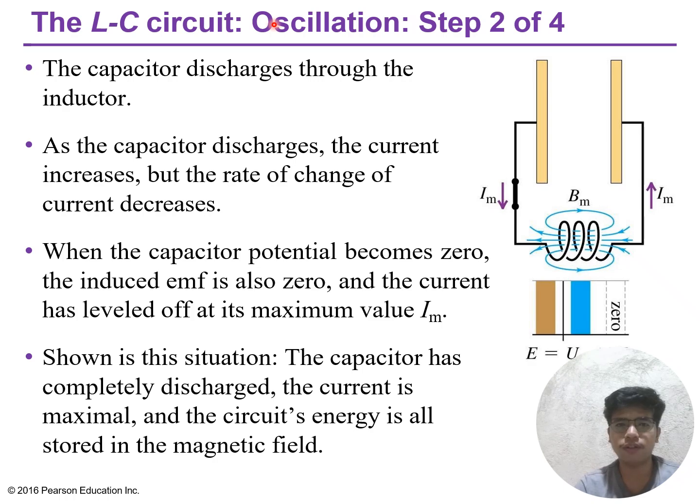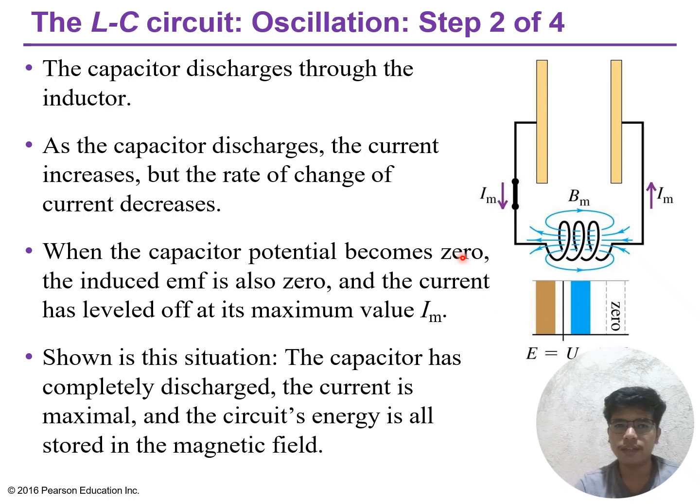When the capacitor voltage reaches zero and it is fully discharged, the current reaches its maximum I sub m. The induced EMF in the inductor is now maximum, trying to keep the current flowing. The diagram shows an empty capacitor, the maximum current I sub m flowing from right to left, and the peak magnetic field B sub m, all energy.